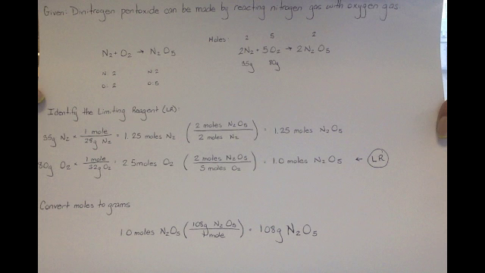The last step is converting the moles of the limiting reagent value to grams. 1 mole is multiplied by the molar mass of dinitrogen pentoxide. The maximum amount of dinitrogen pentoxide is 108 grams.